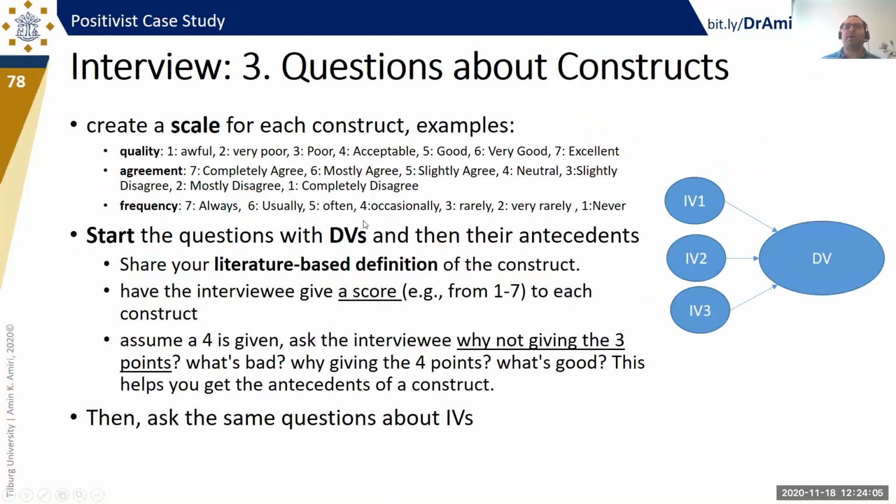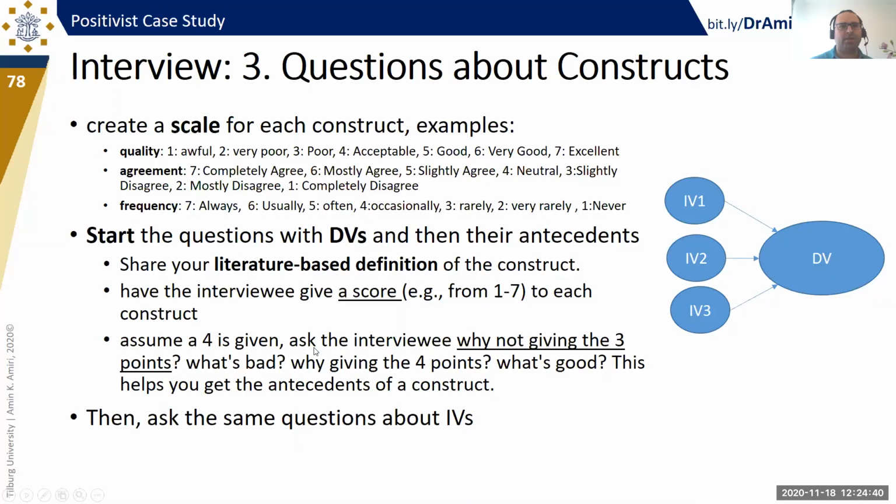Then you need to ask questions about your theory. First, you need to create a scale. Even in a questionnaire, you have to do that. For quality, we have a scale like this. For agreement, like this. For frequency, something like that. You always start with the dependent variable. You ask the interviewee to give you a score from 1 to 7, 1 to 5, high or low, whatever, for the dependent variable. And then you ask why he or she provided that score.